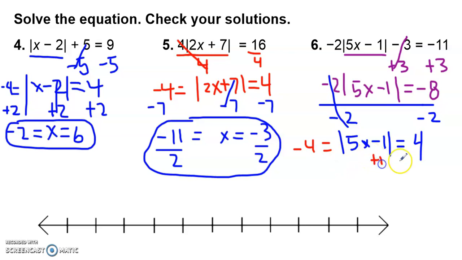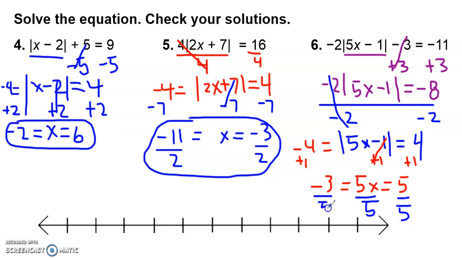So we are going to add 1 to all 3 sides. That cancels. We have 5x left. And then 4 plus 1 is 5. Negative 4 plus 1 is negative 3. Now we're going to divide by 5 on all 3 sides. That cancels. So now we have x. 5 divided by 5 is 1. And then we just leave that as a fraction, negative 3 over 5.